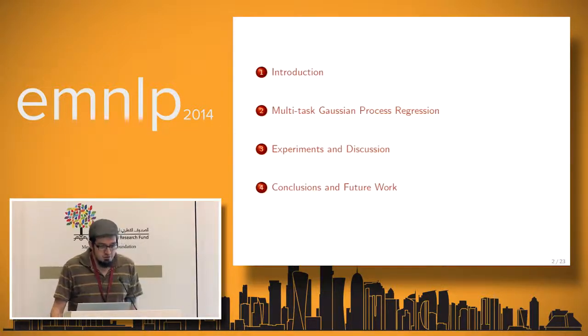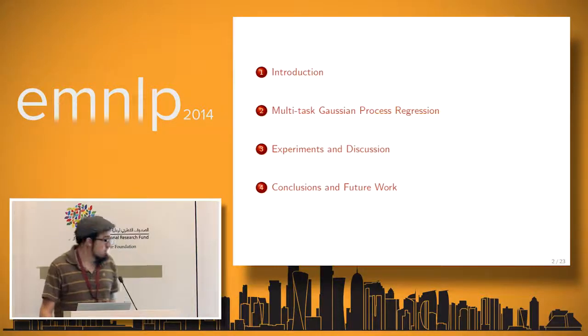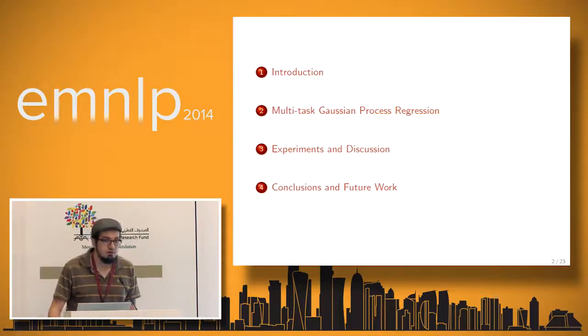So first I'm going to give an introduction about the problem of emotion analysis and why you should try to model this problem as a multitask problem. Then I'm going to give more details about the model we use in this work, which is based on Gaussian process regression. After that, I'm going to show some experiments and discuss the results and give some conclusions and directions for future work.